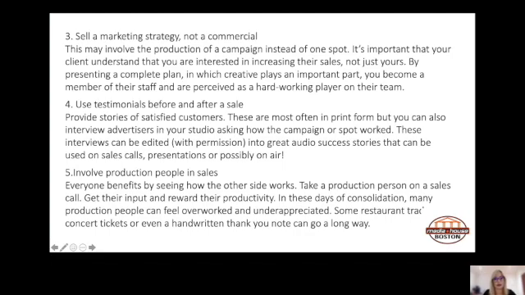Use testimonials before and after a sale. Provide stories of satisfied customers. These are most often in print form, but you can also interview advertisers in your studio asking how the campaign or the spot worked. These interviews can be edited with permission into great audio success stories that can be used on sales calls, presentations, or even possibly on air.